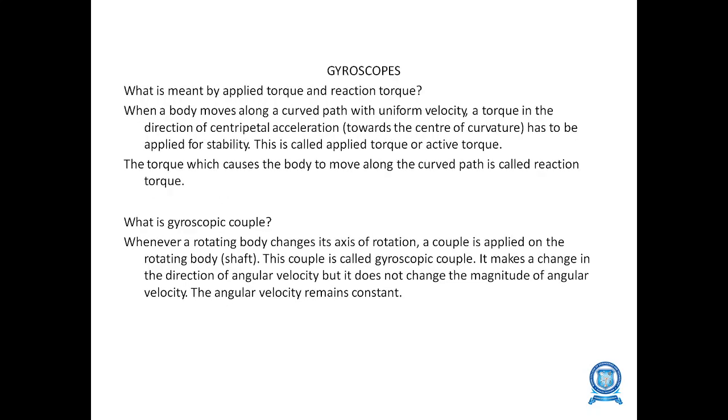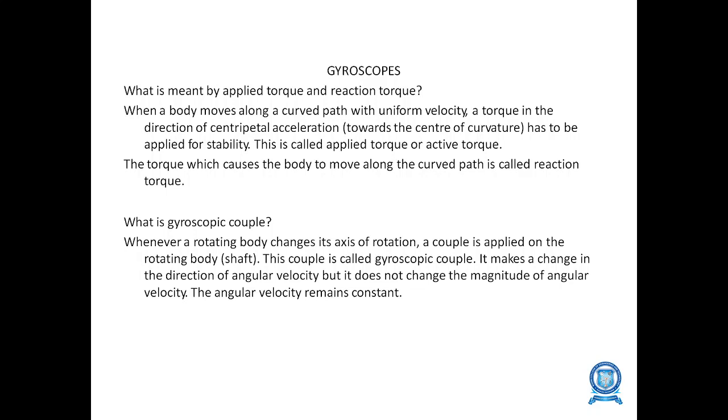Next we are going to see about the gyroscope. When a body moves along a curved path with uniform velocity, a torque in the direction of centripetal acceleration, towards the center of curvature, has to be applied for stability. This is the applied torque or active torque. The torque which causes the body to move along the curved path is called reaction torque.